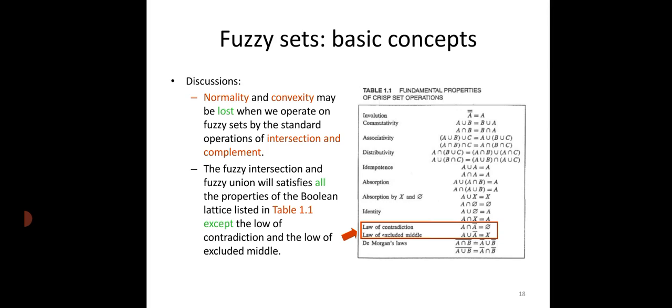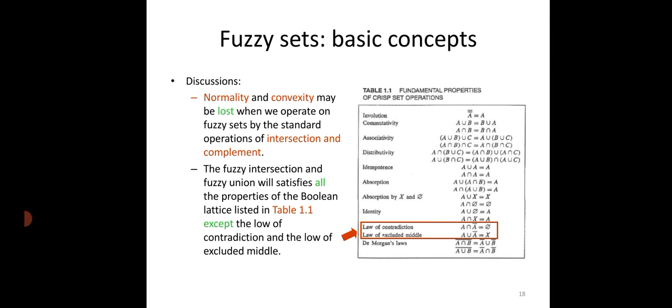We can compare them with the fuzzy set, but the most important thing to keep in mind is the law of contradiction and the law of excluded middle, which are not satisfied by fuzzy sets, entirely contrary to crisp sets. The law of contradiction: A intersection A complement is empty in a normal set, but in fuzzy, A intersection A complement need not be empty. And the law of excluded middle: when you take A union A complement, you get the universal set in a normal crisp set, but in a fuzzy set you do not get the universal set.